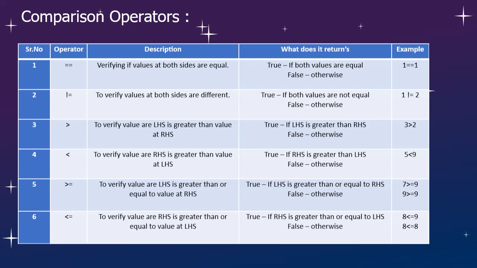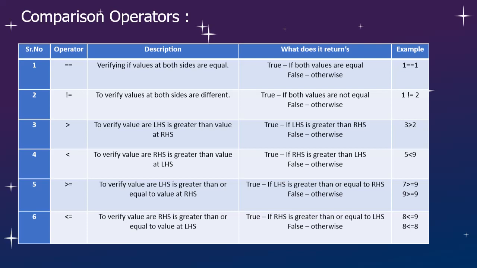So if 3 is greater than true, then it will return true, otherwise false. The next operator is the less than operator. If 5 is less than 9, it is less than 9, so it will return you a true. Then the greater than or equal to operator. Take an example of 7 greater than or equal to 9, yes it is, so it will return you a true. And if you write 9 greater than or equal to 9, it is not greater but it is equal to 9, so then it will return a true.